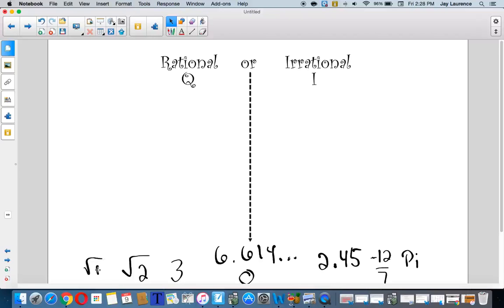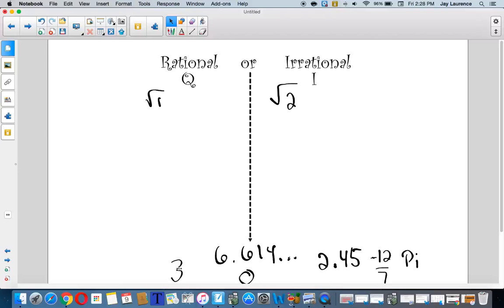Here come my solutions. Square root of 1. I know the square root of 1 is 1. Why? Because 1 times 1 is 1. Therefore, the square root of 1 is rational. Square root of 2. I don't know the square root of 2. I know it's around 1.4100, somewhere around there. 2 doesn't have a square root. 2 is not a perfect square. This must be an irrational number.